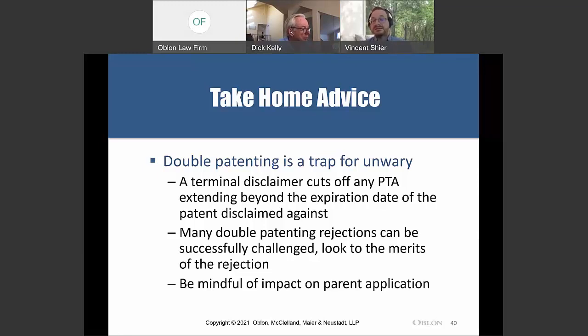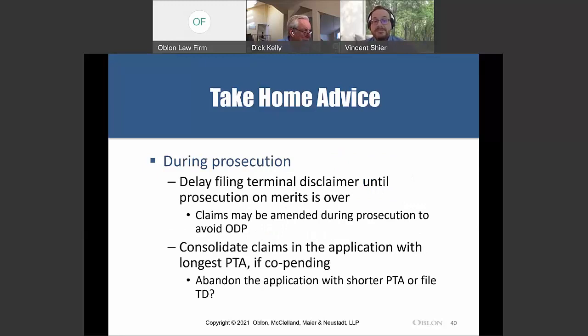Where there is an already granted patent, you have to be mindful of how prosecution and whether it's a disclaimer or double patenting in a pending child application, you have to be mindful of what impact you may have on the parent application in terms of arguments or terminal disclaimers. It's always best to delay the filing of your terminal disclaimer until prosecution on the merits is over.